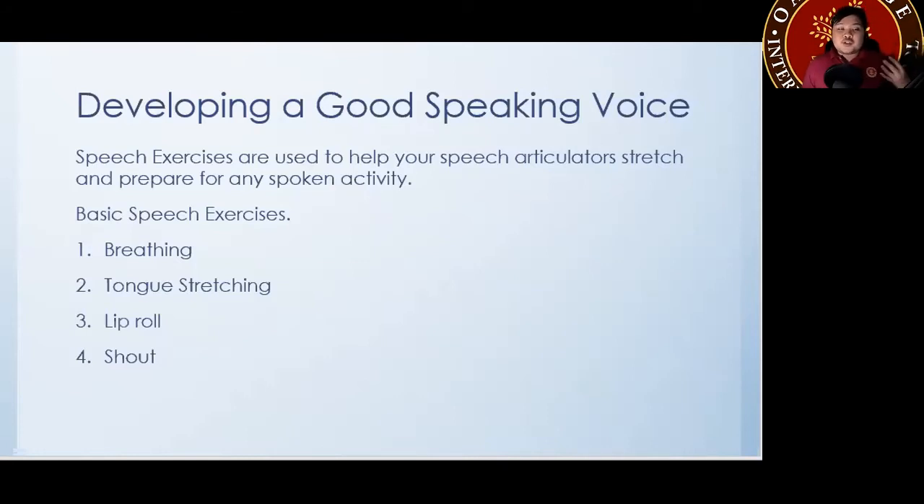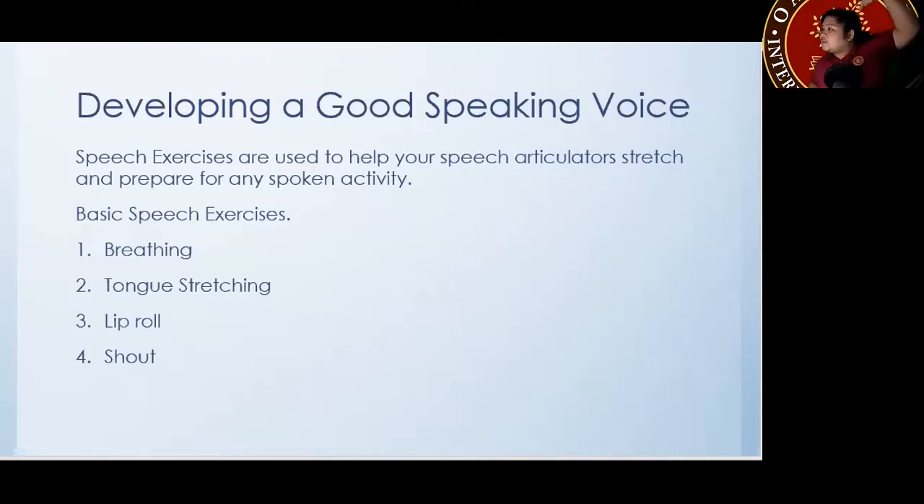Now, to stretch your tongue, a good tongue stretch is to stretch it forward, and then to your right, and then to your left. Now, how are you going to do this? When you're stretching your tongue, please make sure that your whole body is stable. It's steady. When you're tongue stretching, it's not like this.